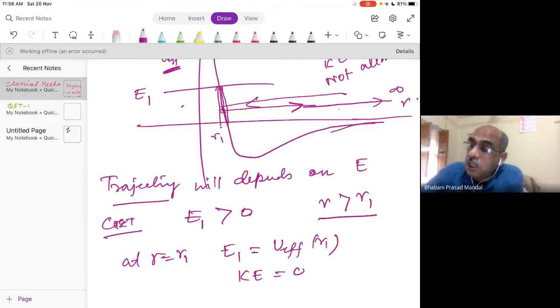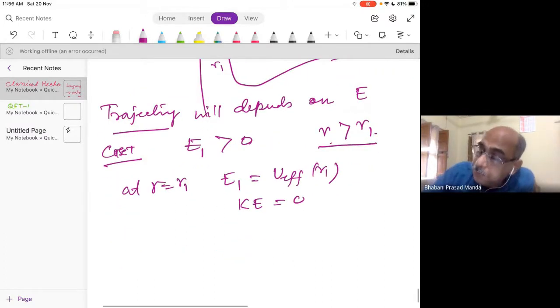If your energy is greater than 0, then in this problem you will have an open path. The particle will come and go to infinity, and that too the particle can have only R greater than R1, this side. The particle cannot exist on this side, this is not allowed in this situation. Okay, so case 1 is fine.